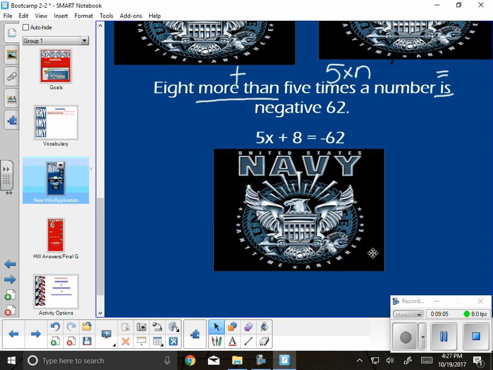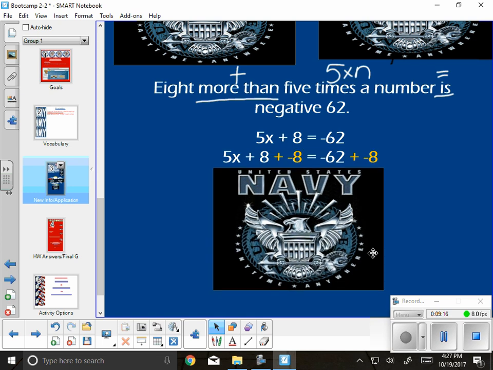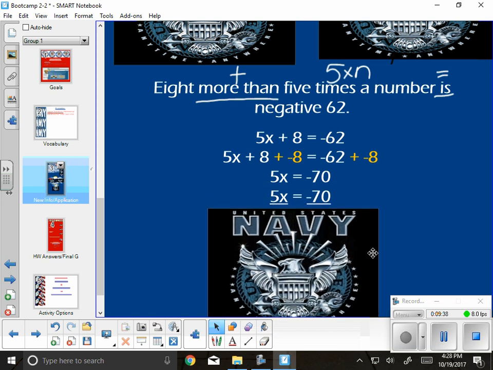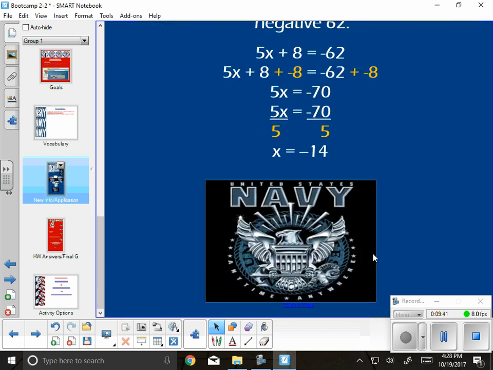And just like the rest of the steps in this video, what we need to do is get rid of the thing that is not attached to the variable. So in order to do that, we have to add the opposite. So since we have a positive 8, we're going to add negative 8 to both sides. And we're going to be left with 5x equals negative 70, because negative 62 plus negative 8 is negative 70. From here, we have to get rid of what is attached to that x, and we're going to divide by 5. When we divide negative 70 by 5, we end up with negative 14.